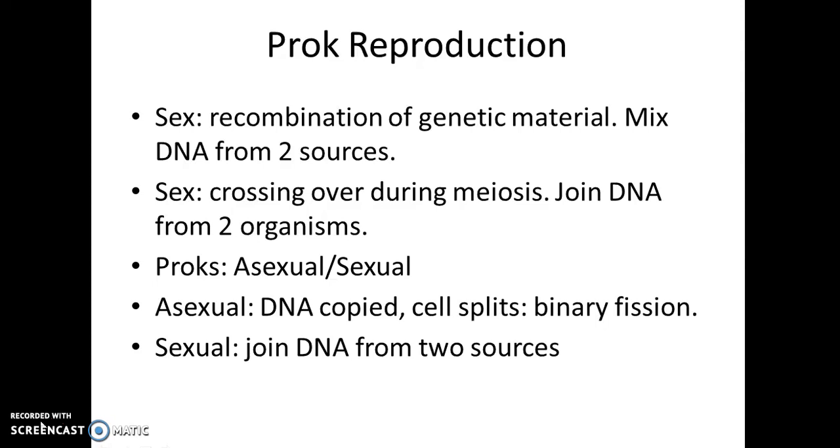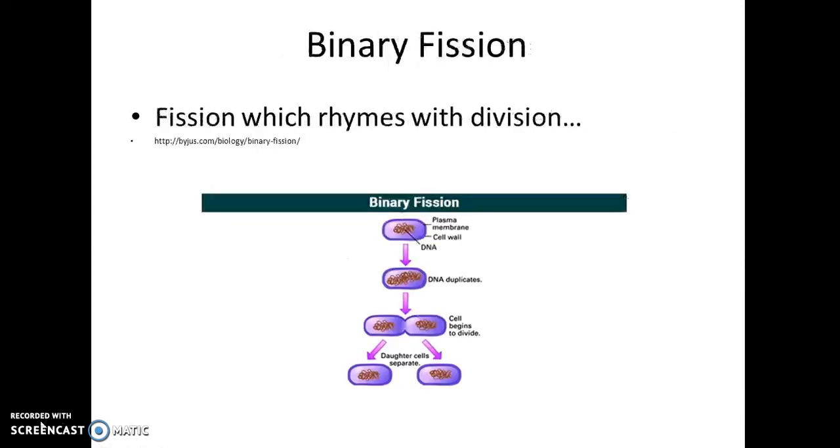We ended with this slide last time talking about the difference between asexual and sexual reproduction, and I said that the prokaryotes asexually can divide or reproduce through binary fission. And here's a picture of binary fission. It'd be a great picture to draw out, and it does rhyme with division, fission and division. That's how I remember instead of fusion, which you join, fission, which you divide.